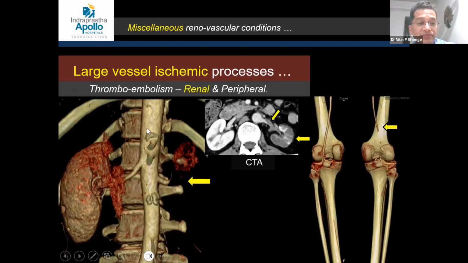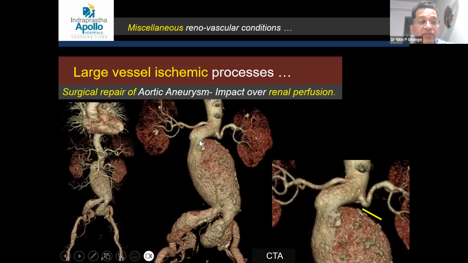both sides. This is another example where you can see the complete cutoff of the left renal artery. There is complete cutoff by the thrombus, and there is shrinkage of the left kidney as compared to the right kidney. This is because of the thromboembolic process involving the left renal artery. Then large vessel ischemic process.